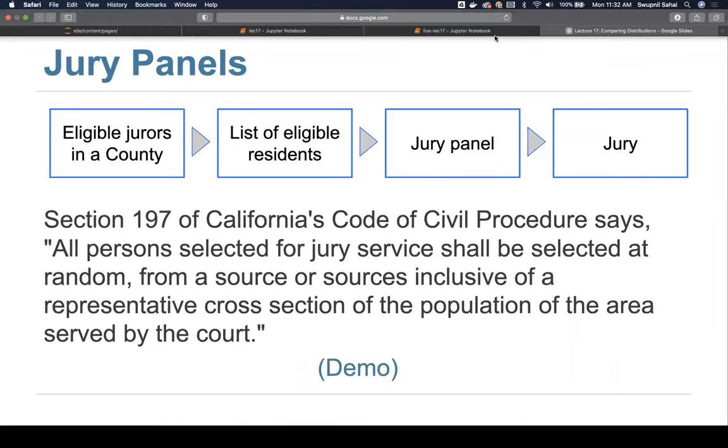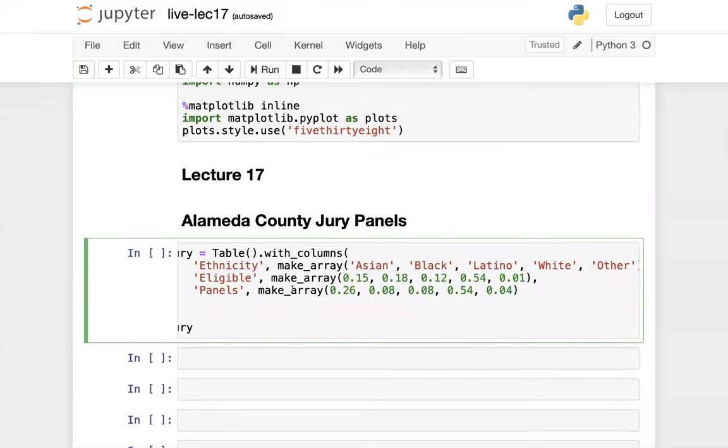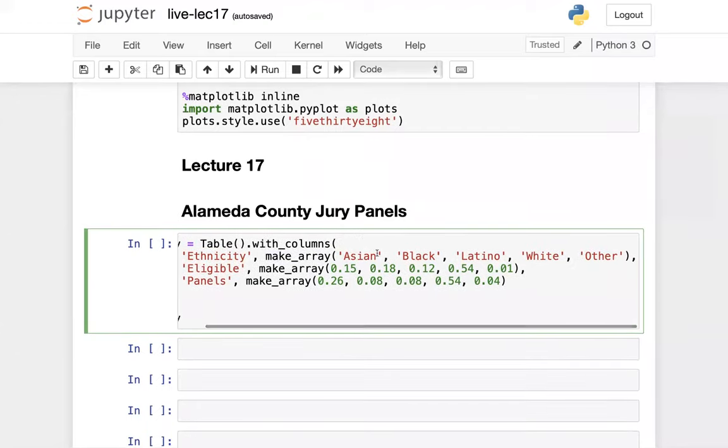And so let's take a look at what this data actually looks like here. So in our case, I've already written this down here, but basically we're going to create a table that's going to have 3 columns here. So the first column is going to be ethnicity. So this is going to be the actual ethnicity of people in Alameda County for the purposes of this jury selection. So we have Asian, Black, Latino, white, other.